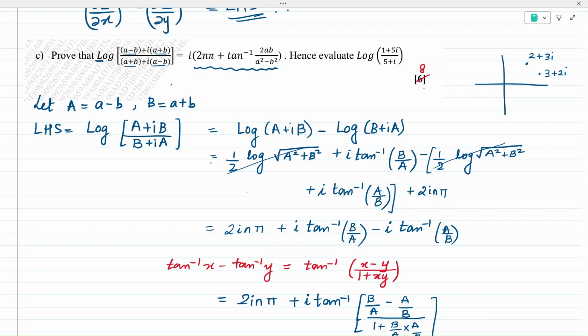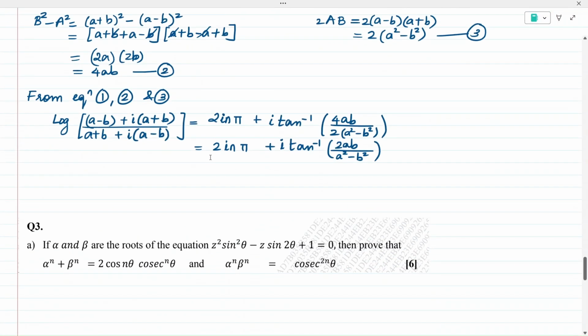Now question also has one more part, that is they are asking you to hence evaluate. Hence है मतलब ये result को use करना है. Okay. Evaluate log of 1 plus 5i divide by 5 plus I. तो ये आपके left hand side के format में है. Let's compare it. Okay, so we've got this result and let me create some space here.